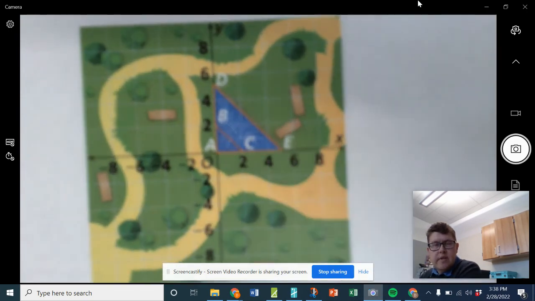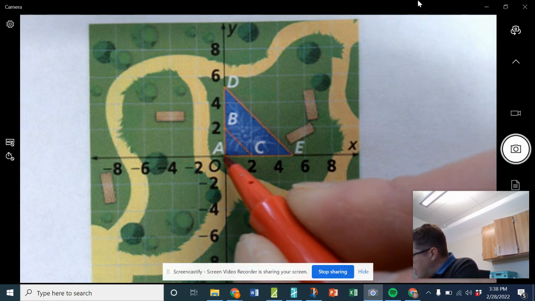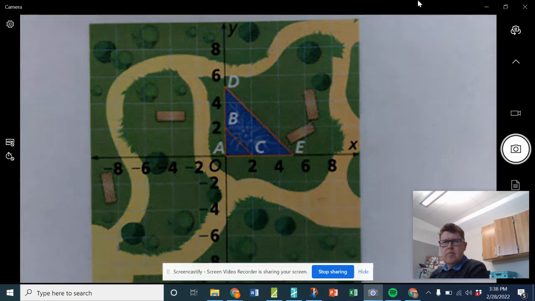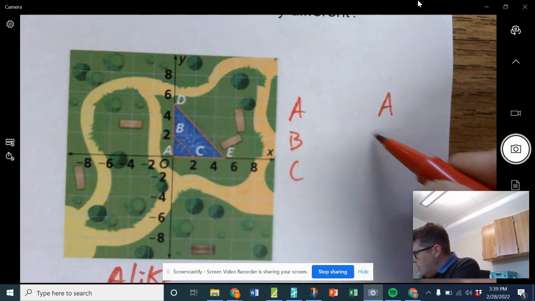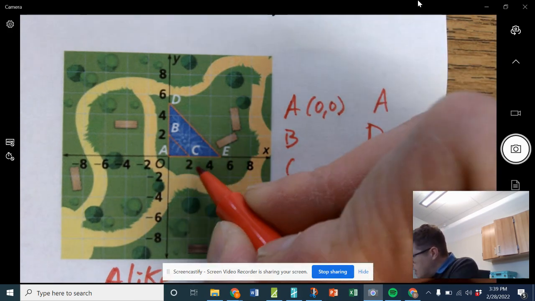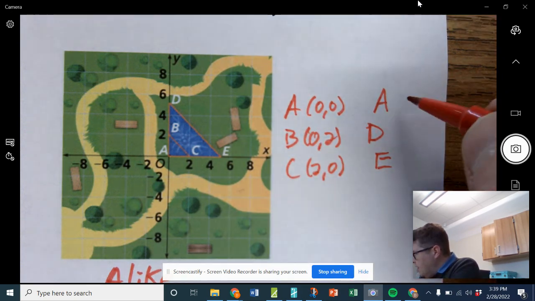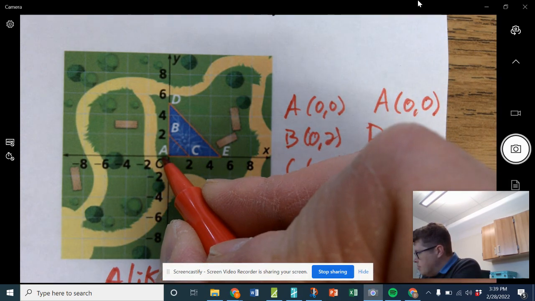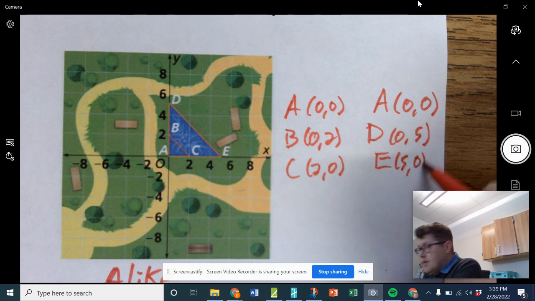Just going to zoom in on here. We can see this grid, right? A, B, C goes out to 2, 0, but A, D, E goes out to 5, 0, right? So A, B, C, and then A, D, E, because A is common in between the two triangles. A is 0, 0, B is at 0, 2, and C is at 2, 0. And then for the other one, A is at 0, 0 and doesn't change. D is at 0, 5, and E is at 5, 0. So these are the kind of differences in the points right here.